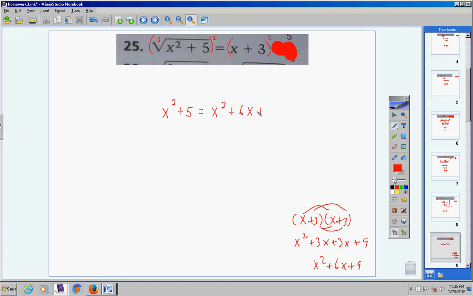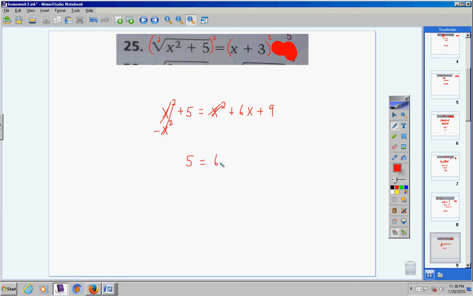Now, did you isolate the radical? Yes. Did you eliminate the radical? Yes. So step 3 is to solve the equation you're left with. So it looks like we have a quadratic equation. In fact, we do. But as soon as you bring this x squared over to combine with this x squared, look what happens. They cancel out, don't they? That's good. So we're left with a linear equation. 5 equals 6x plus 9.